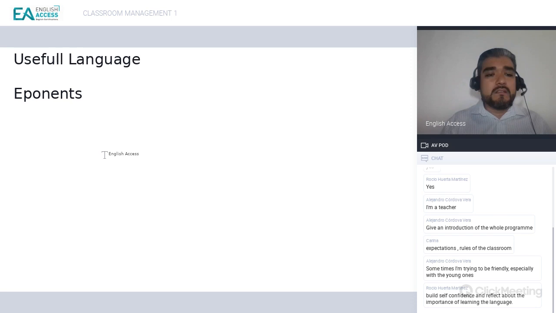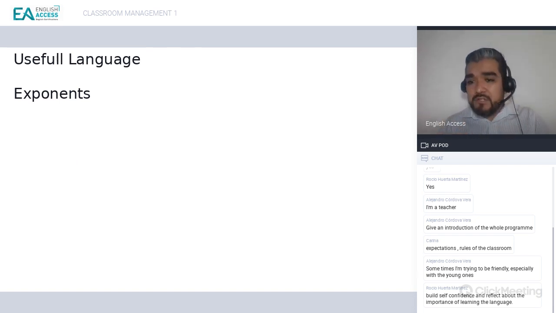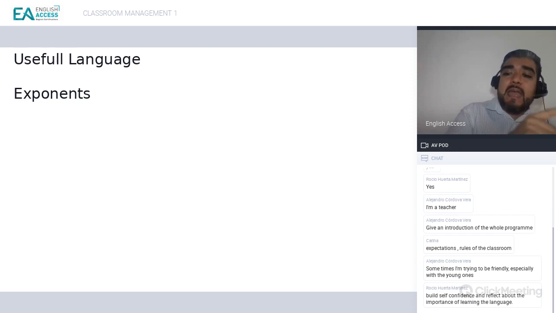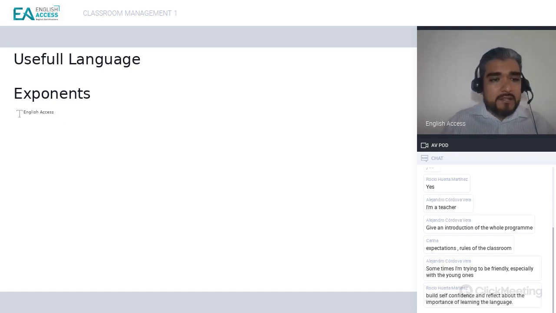What is an exponent? An exponent is a piece of language. Sorry, it's not properly written. An exponent, it's a piece of language which represents a function. What is a function? A function is the reason to communicate something, right? For example, if you want to ask for permission, that is a function. Asking for permission is a function.